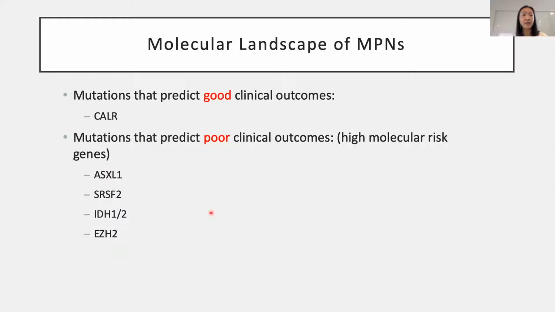There have been many studies that look at molecular mutations and their prognostic impact on clinical outcomes. They have shown that calreticulin mutations overall confer a good clinical outcome. However, mutations in ASXL1, SRSF2, IDH1 and 2, and EZH2, and more recently, U2AF1, specifically the Q157 mutation, confer poor clinical outcomes, specifically reduced overall survival and increased leukemic transformation. And these mutations have been referred to as high molecular risk gene mutations.